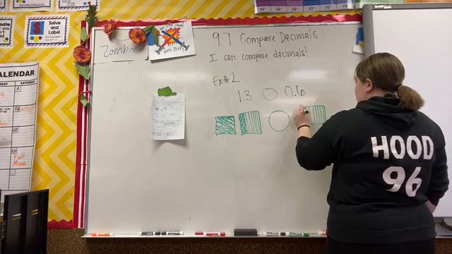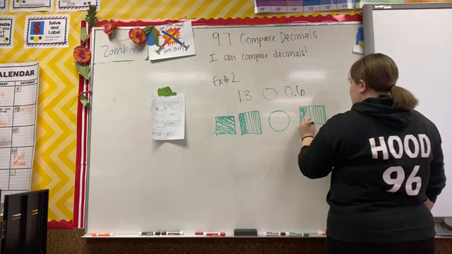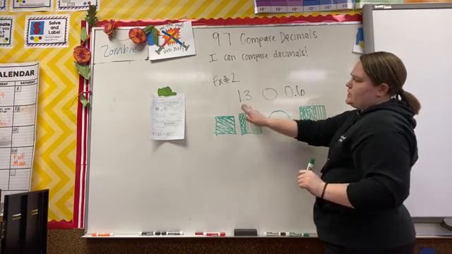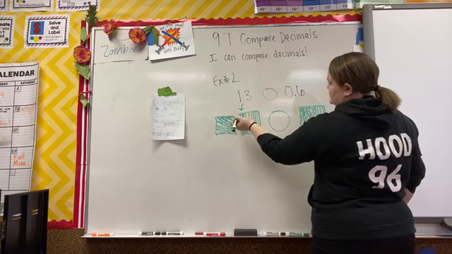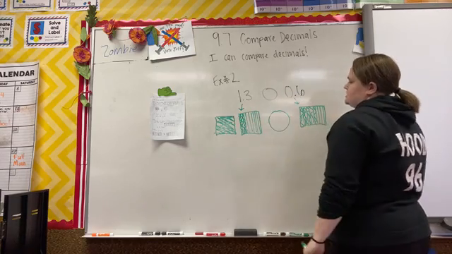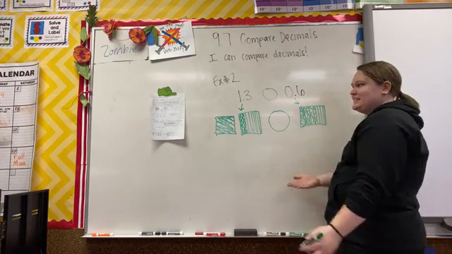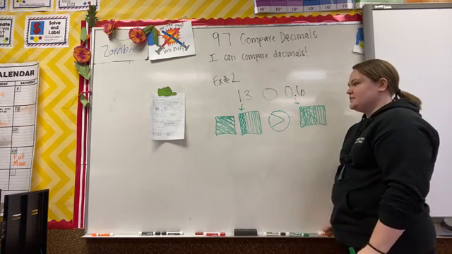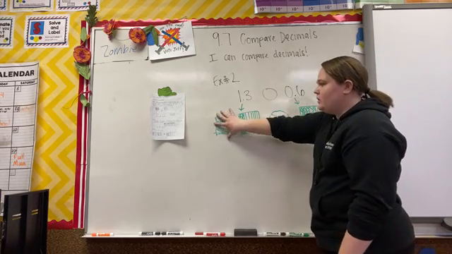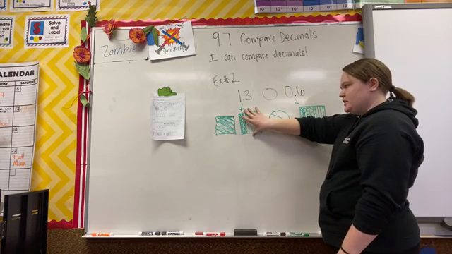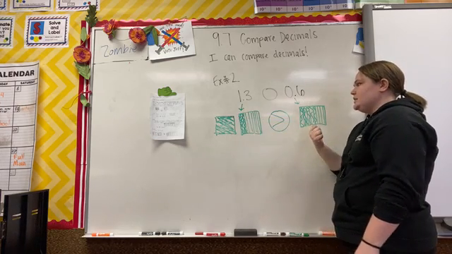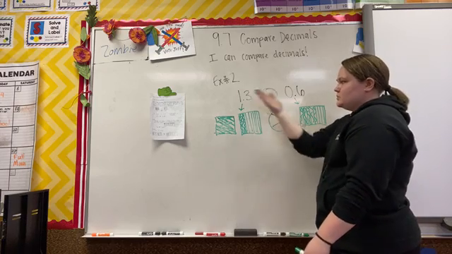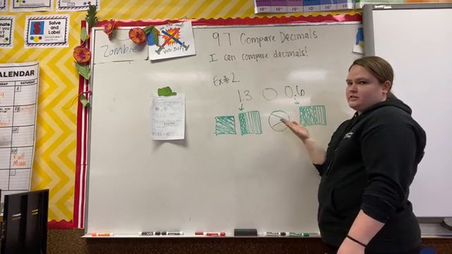8, 9, and 1, 2, 3, 4, 5, 6. Okay, so I have 1 and 3/10 and 6/10. Which one is more? Well, 1 and 3/10 is greater than 6/10 because I have a whole here and 3/10 shaded, and then this one is just 6/10. There's no wholes. Okay, so 1 and 3/10 is greater than 6/10.